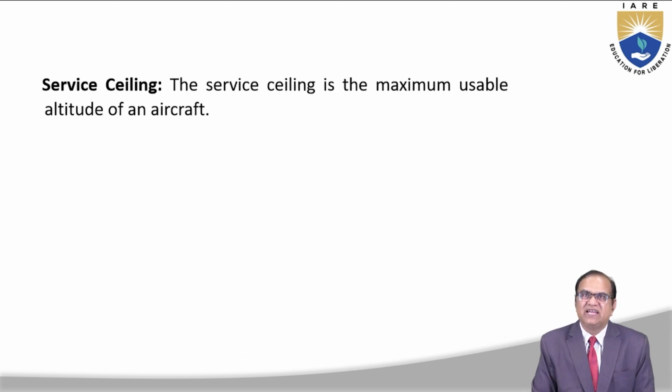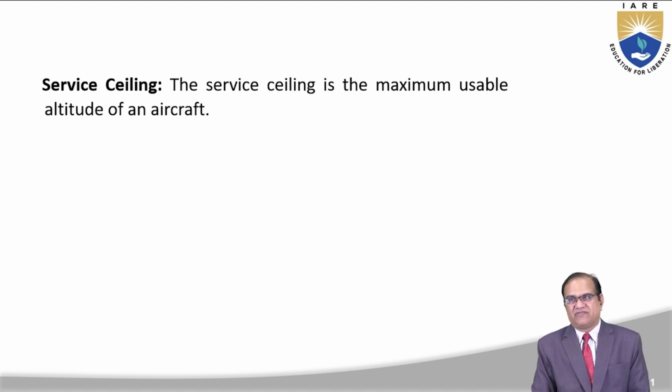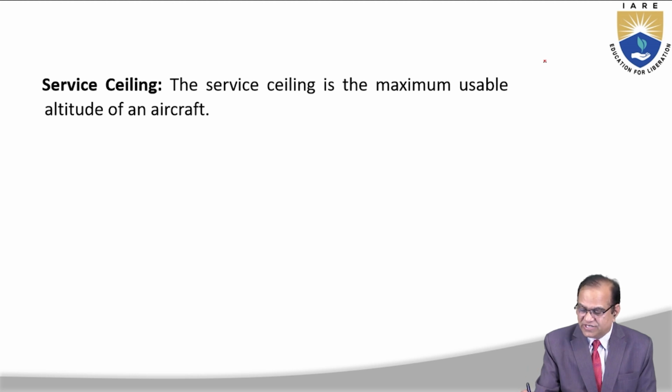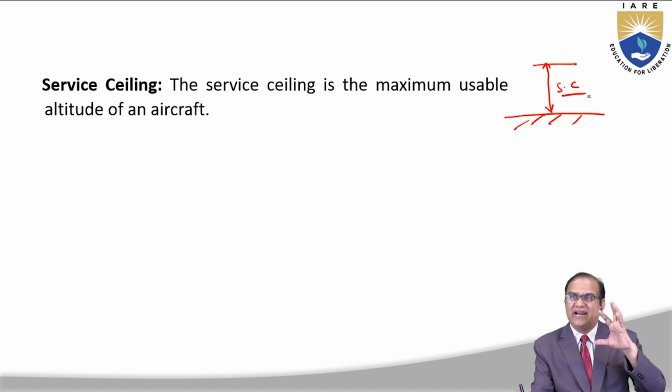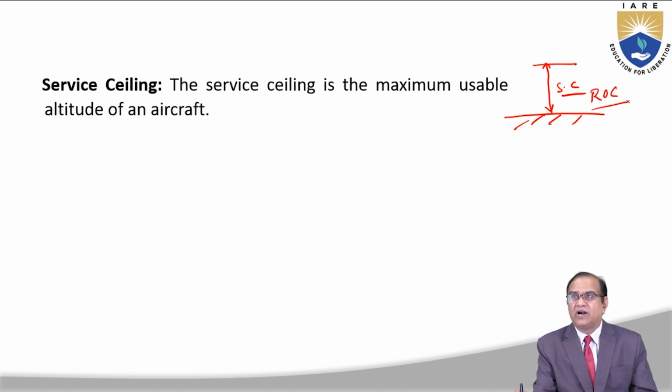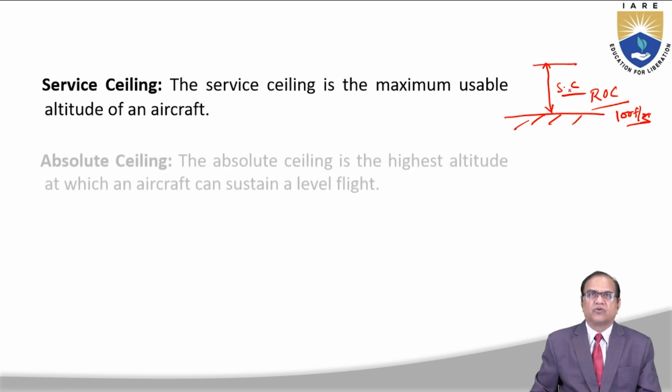Now the service ceiling. The service ceiling is the maximum usable altitude of an aircraft. So this is the ground. From here to here is the usable altitude, and this is called the service ceiling. So up to here, you will obtain the rate of climb, whatever designed rate of climb, mostly it is 100 feet per minute, per second, sorry. So it is able to fly that much. That we have to ensure.